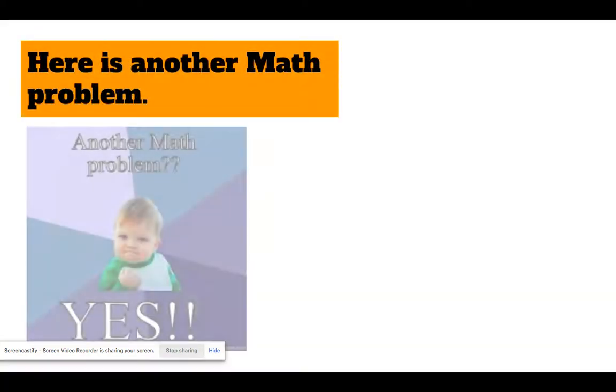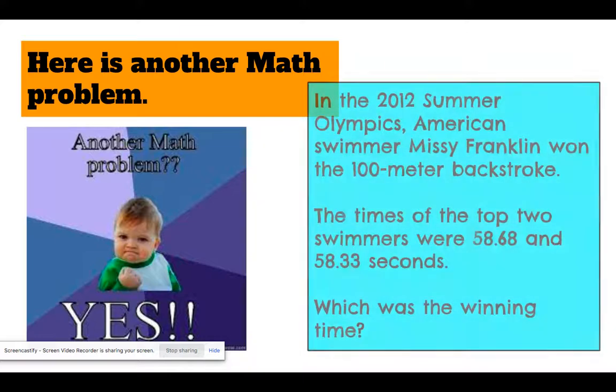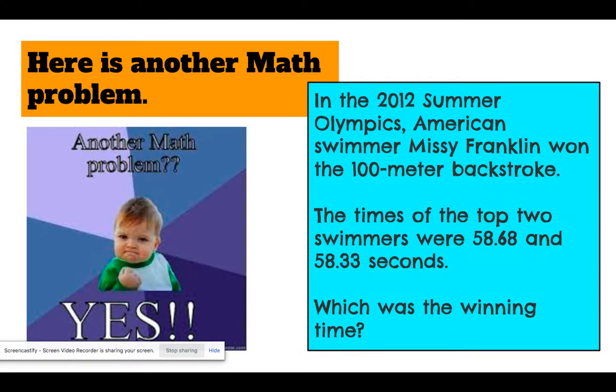Okay, here's another math problem. In the 2012 Summer Olympics, American swimmer Missy Franklin won the 100-meter backstroke. The times of the top two swimmers were 58 and 68 hundredths of a second, and 58 and 33 hundredths of a second. Which was the winning time?